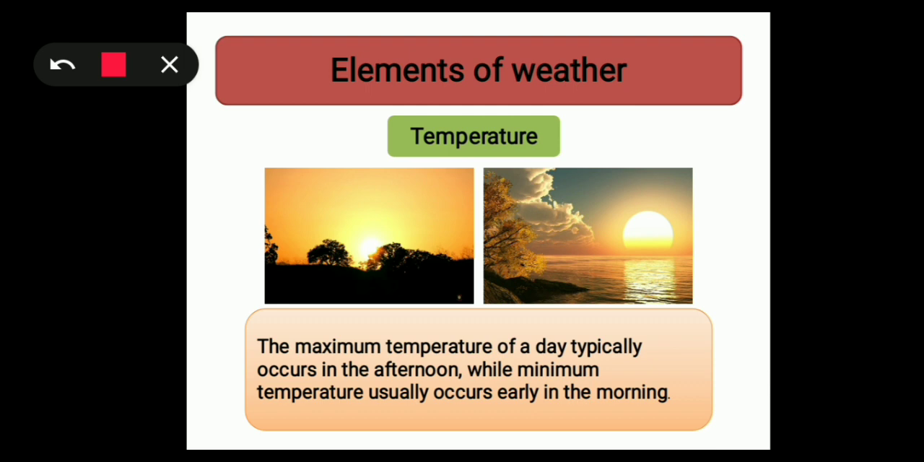So now let's talk about temperature. The maximum temperature of a day basically occurs in the afternoon and the minimum temperature usually occurs early in the morning. So now tell me, if I ask you, when does the minimum and maximum temperature occur? Then what are you going to say? You are going to say that maximum temperature occurs in the afternoon and minimum temperature occurs in the morning.